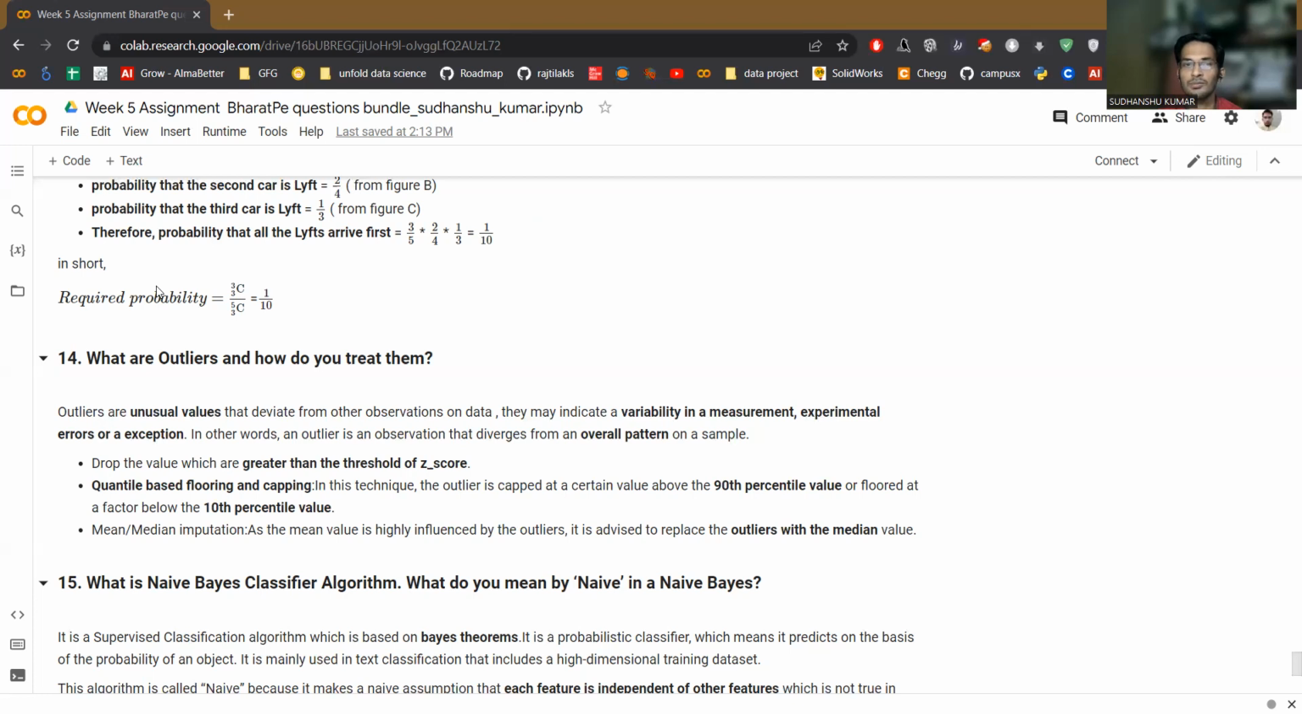Second, we will plot the box plot, and then observe if any data is above the 90th percentile, we can cap it to the 90th percentile, and any data below the 10th percentile, we can floor it to the 10th percentile value. And the third one is mean median imputation. In this case, we will replace the outlier value with the mean, median or mode according to our data.